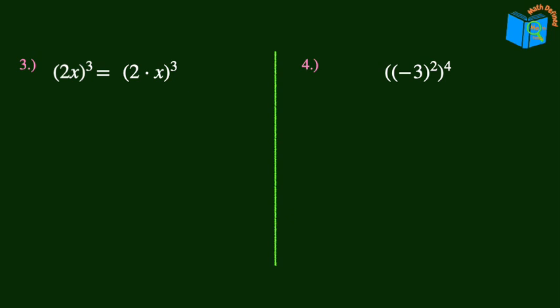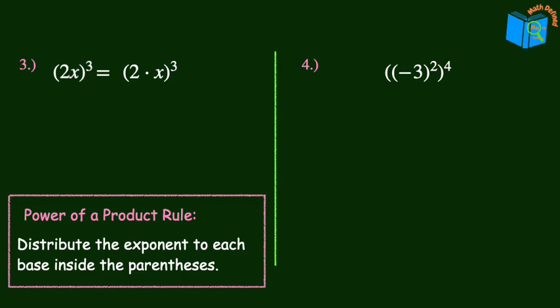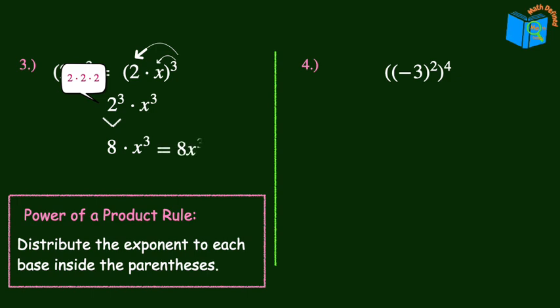Since we have multiplication inside the parentheses, and the parenthesis is between the variable x and the exponent of 3, we need to follow the power of a product rule. So we will need to distribute the exponent of 3 to each factor or base in the parentheses. So first, we'll distribute the exponent to this first factor of 2 to get 2 to the 3rd power. And then distributing the exponent to the variable x, we get x to the 3rd power. This time, we will simplify 2 to the 3rd to get 8. And then bringing down the x to the 3rd, we get the simplified product of 8x to the 3rd power.